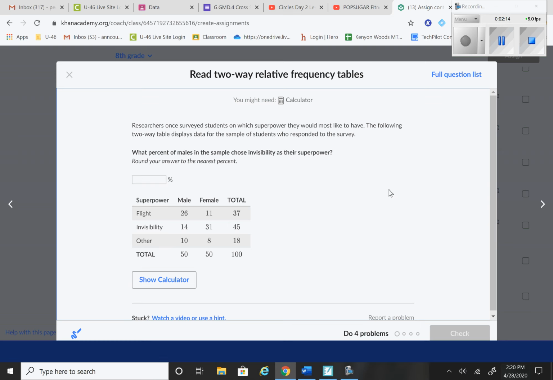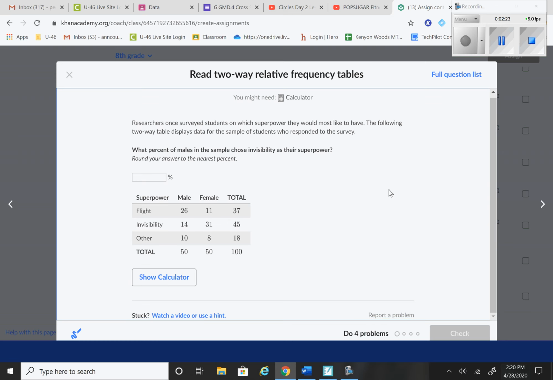It says here, researchers once surveyed students on which superpower they would most like to have. The following two-way table displays data for the sample of students who responded to the survey. What percent of males in the sample chose invisibility as their superpower? So you can see in the table here, males chose invisibility. I can see that there were 14 that chose that. What percent of males? And so of males, there are 50 total males. So that would be 14 out of 50, or 14 divided by 50.